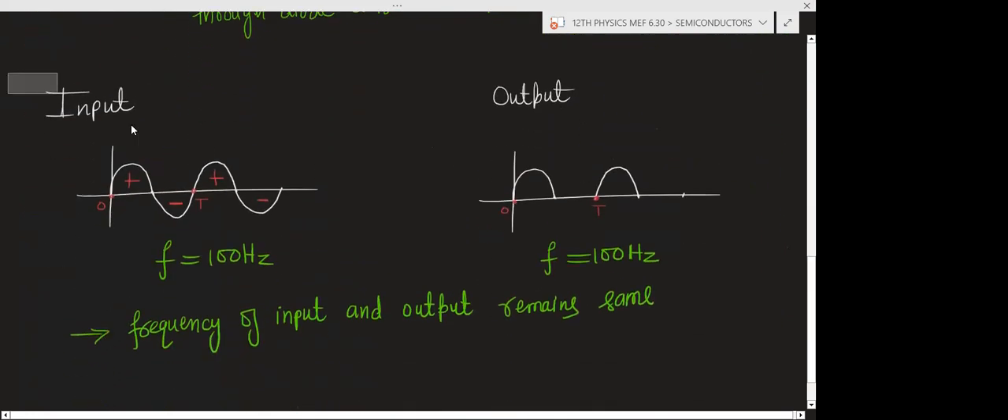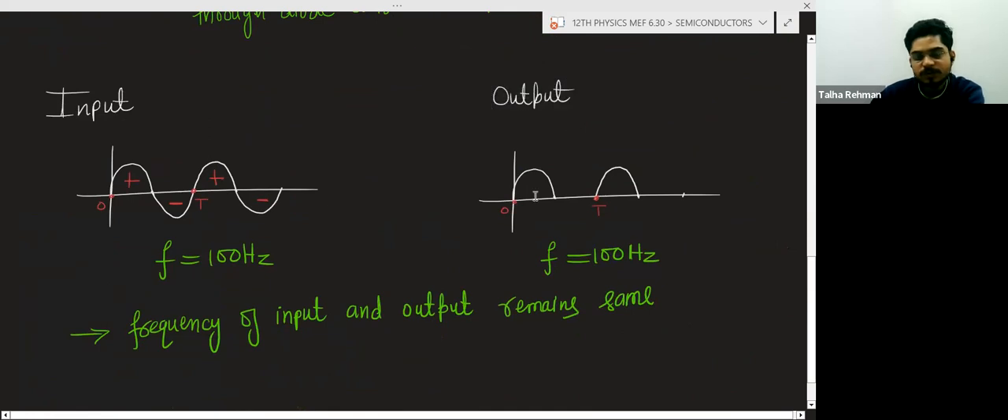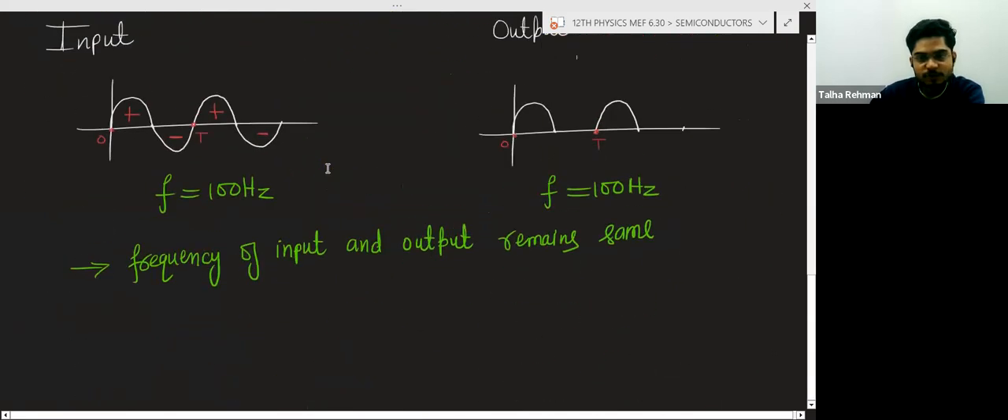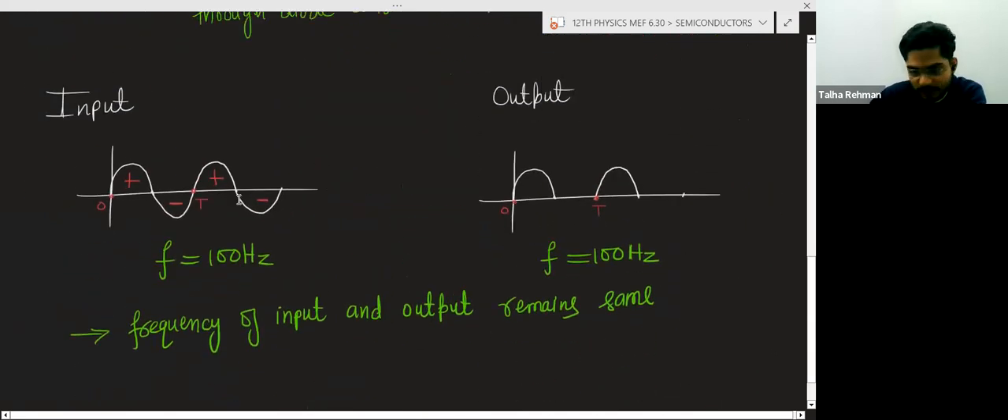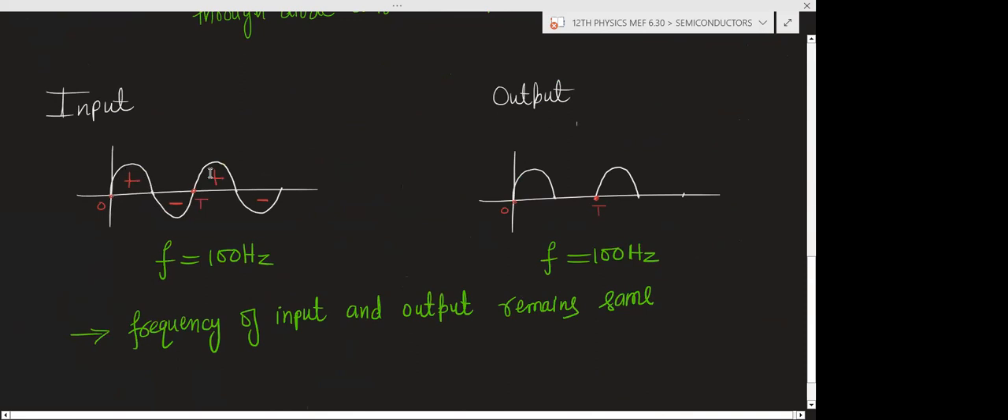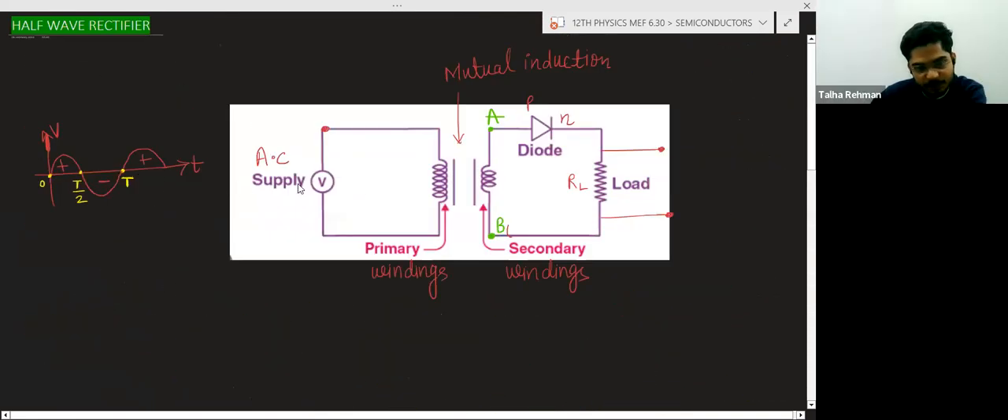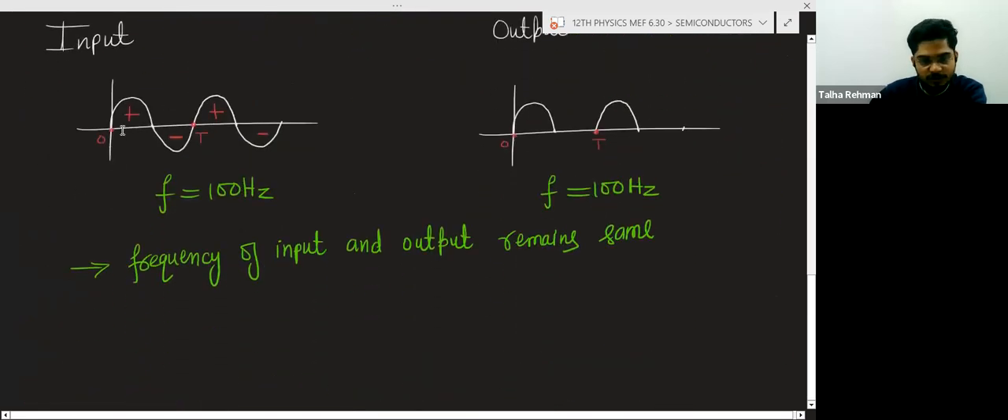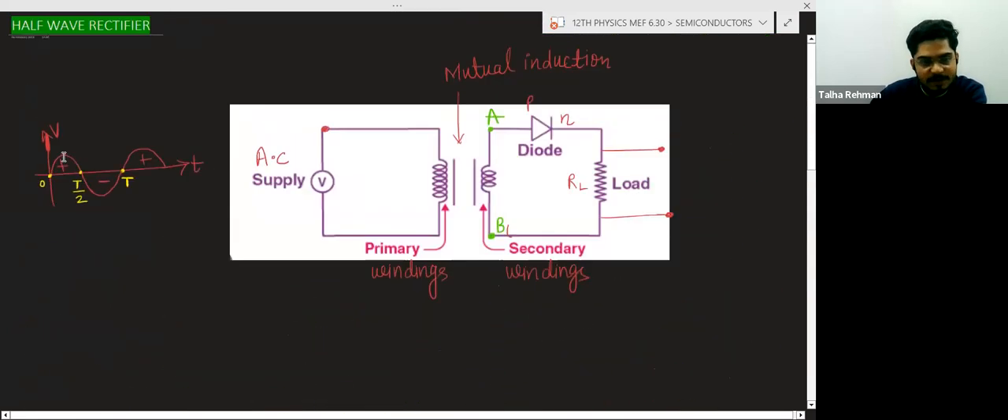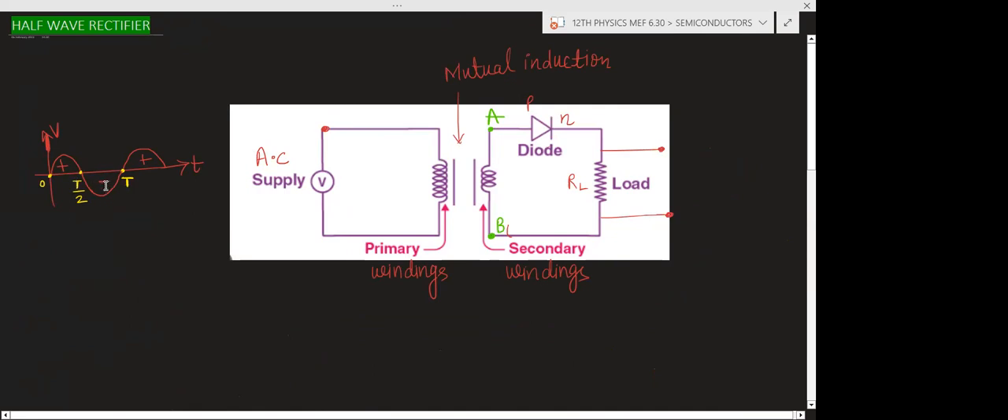Now this is the input diagram and this is the output diagram of the half wave rectifier. Why it is known as the half wave rectifier, you will get to know. This is the complete input you are giving: positive half cycle, negative half cycle, positive half cycle, negative half cycle. During the positive half cycle only, we are getting output. During the negative half cycle, this end becomes negative and the diode becomes reverse biased and is not conducting, so we are not getting the output during reverse bias.